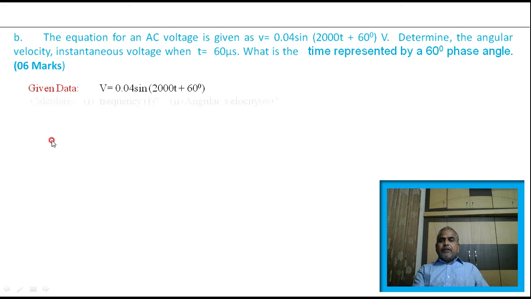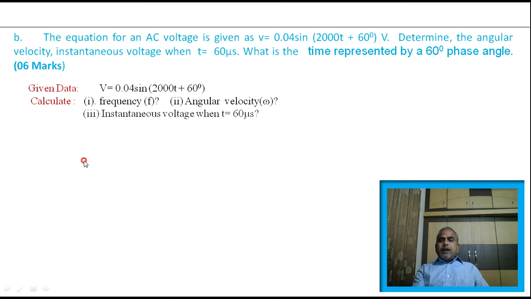Then he asked for the different quantities such as frequency f and angular velocity omega. Then he asked for the instantaneous voltage when t is equal to 60 microseconds, and also asked you to calculate what is the time represented by 60-degree phase angle. For 60-degree phase angle, what is the time?